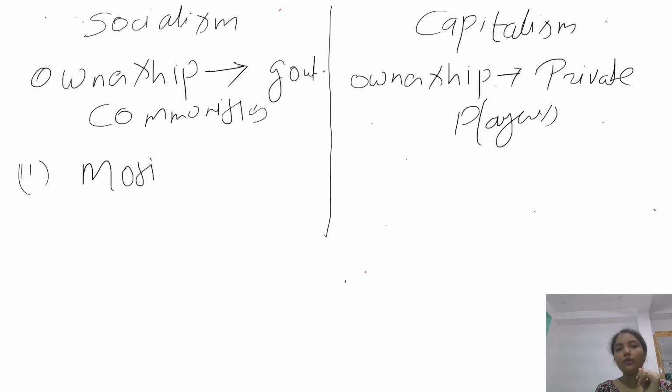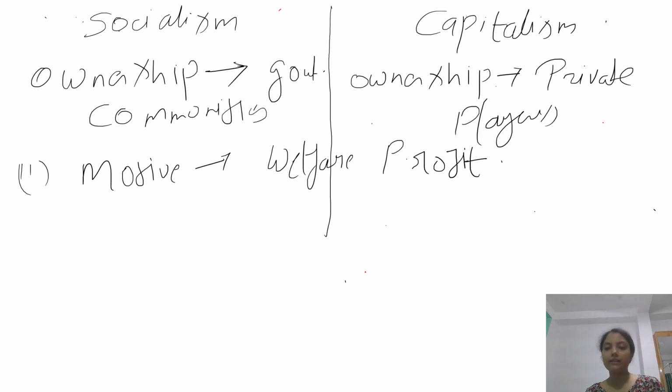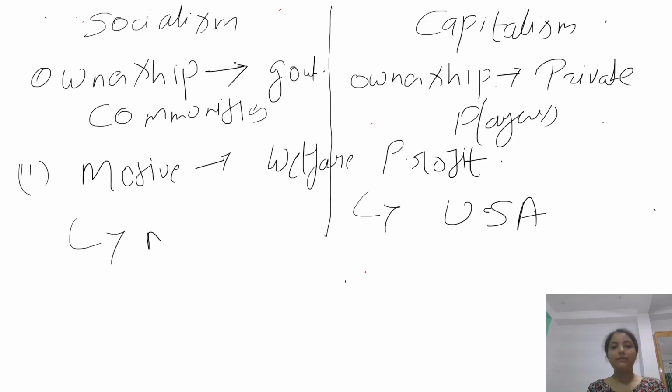Motive. What is the motive of socialism? Welfare of the people. And here the motive is profit earning, only profit earning. For example, the capitalist country is the USA. Socialism, we have Norway, China.